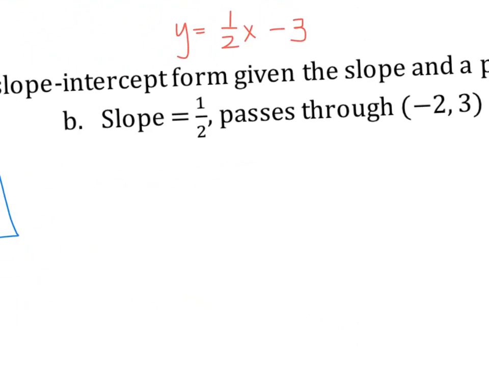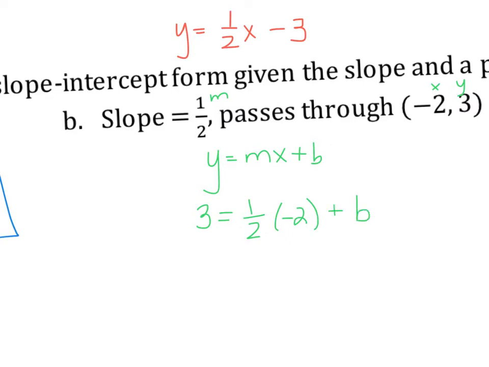So let's take a look at this. So we have our y equals mx plus b, and I encourage you to write that out. Label your m, your x, and your y in your given information, and then plug it all in. So our y is 3 equals m times x plus b. 1/2 times -2 is -1. So we have 3 equals -1 plus b. Then we're trying to get b by itself, so we're going to undo that -1 by adding 1 to both sides. It cancels. So 4 equals b.